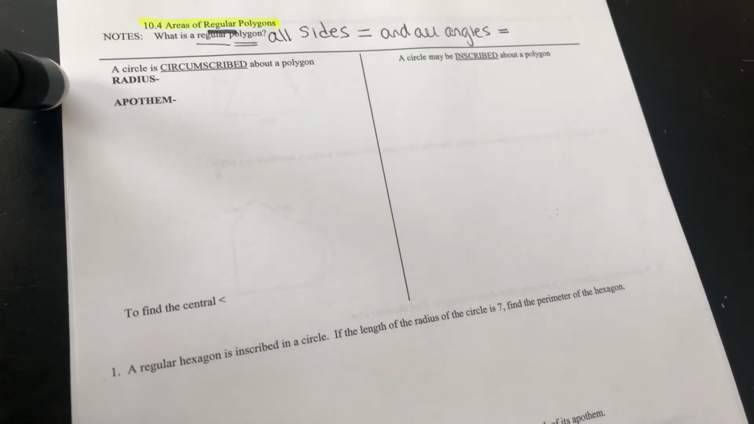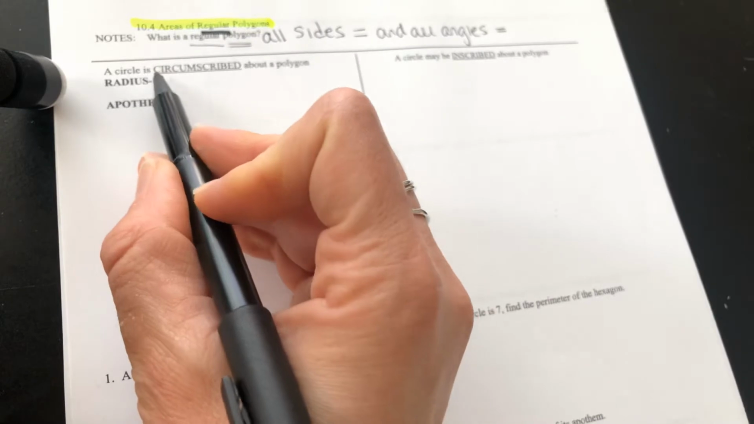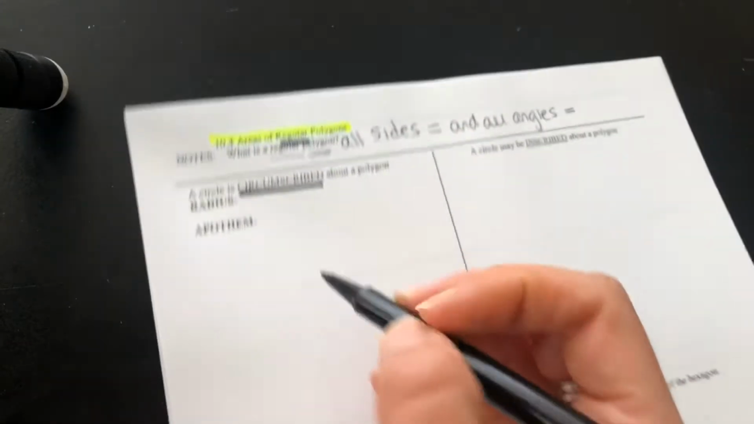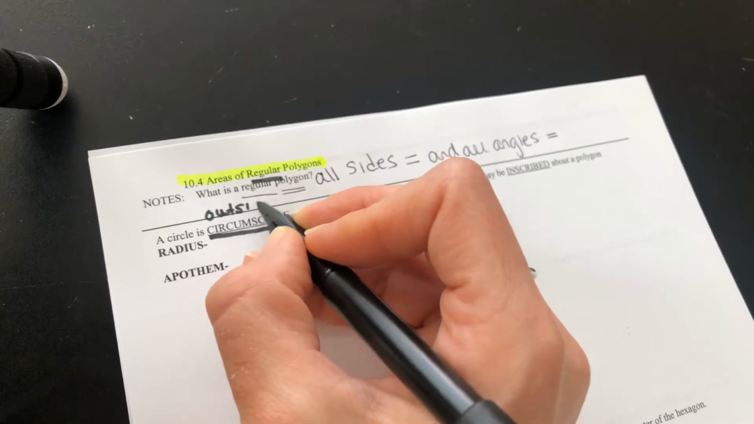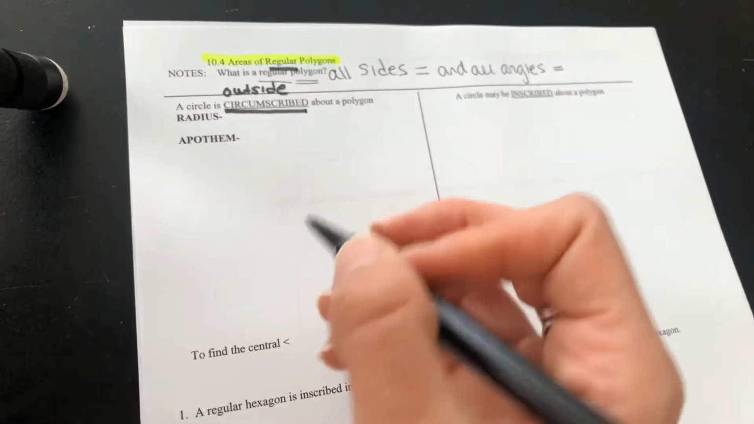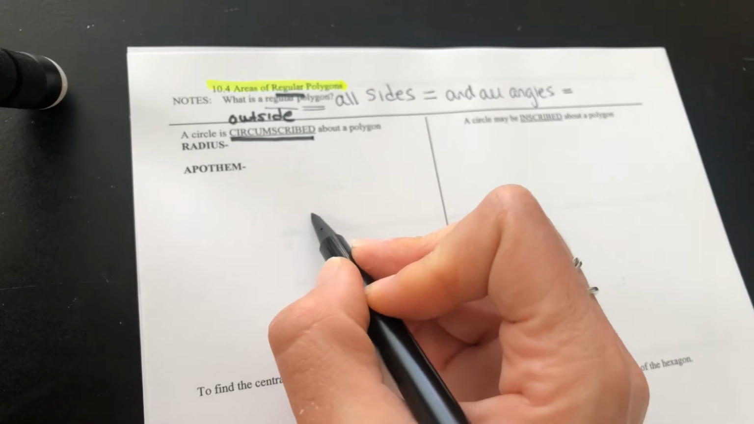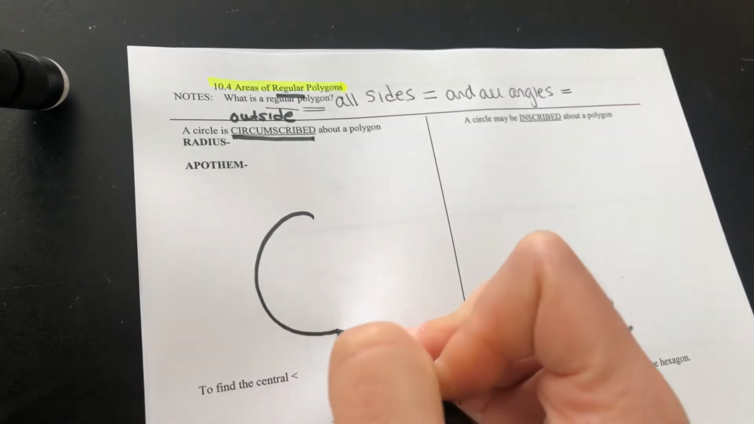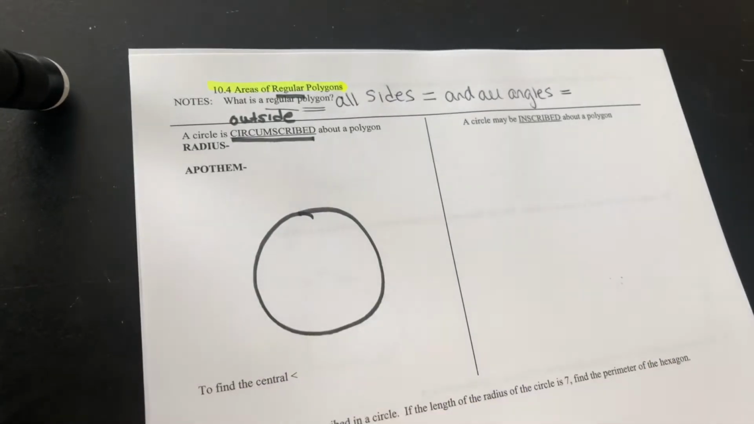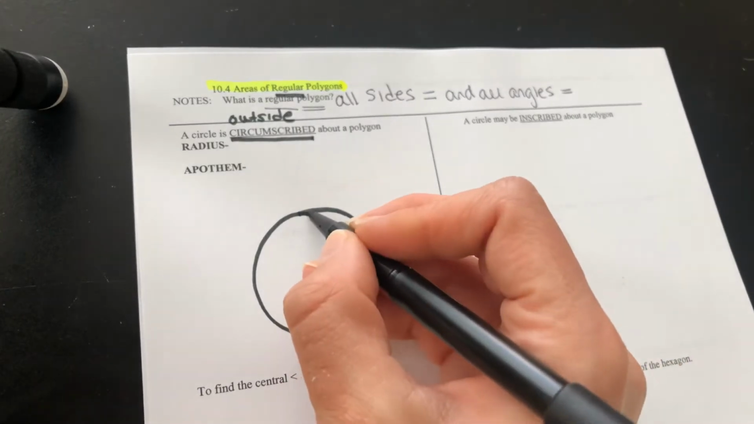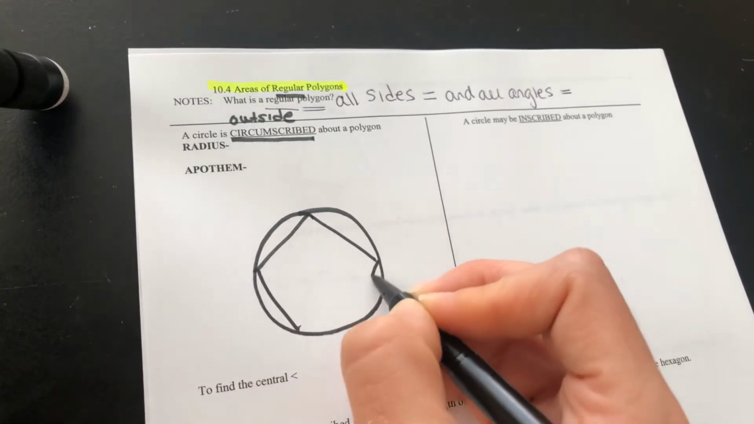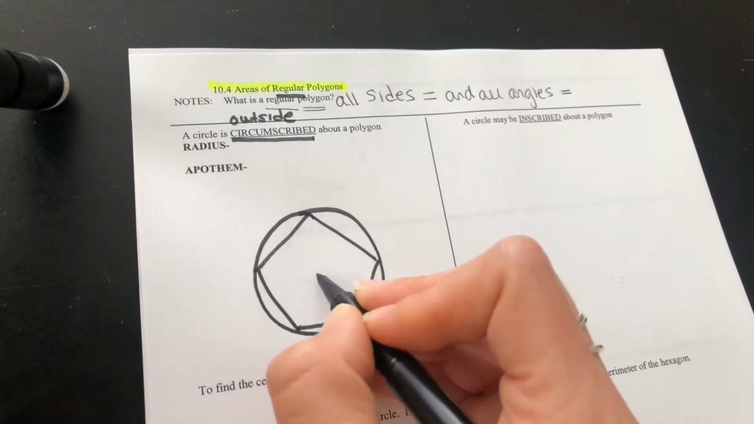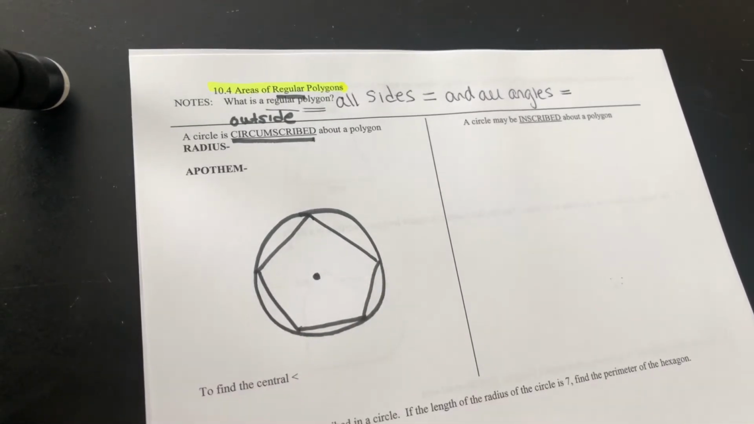If a circle is circumscribed about a polygon, what that means is the circle is outside of the polygon. So I'm going to draw that here. I'm going to draw a circle outside the polygon first, and then let's draw a regular pentagon. And I'm just going to put a dot for the center. Okay, so that's our first picture.